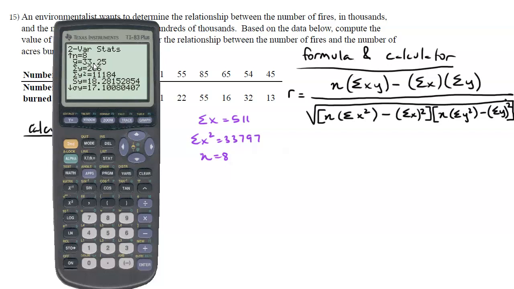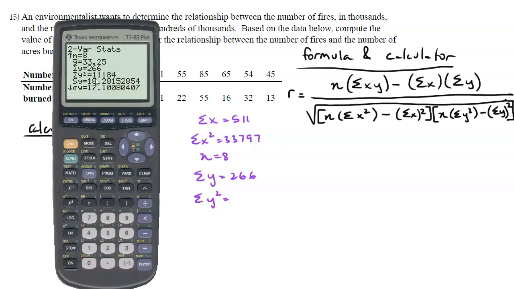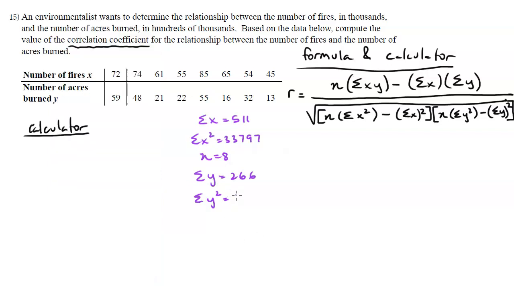I get the sample mean of the y's. I get the sum of y. That's 266. I'm going to get the sum of y squared, which is 11,184.